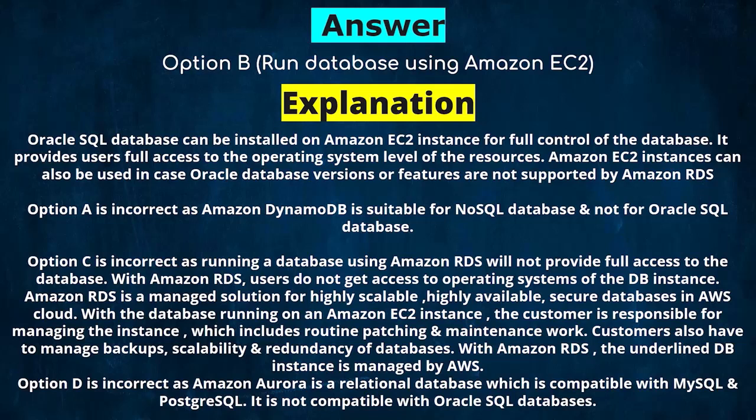Option D is incorrect, as Amazon Aurora is a relational database which is compatible with MySQL and PostgreSQL. It is not compatible with Oracle SQL databases.